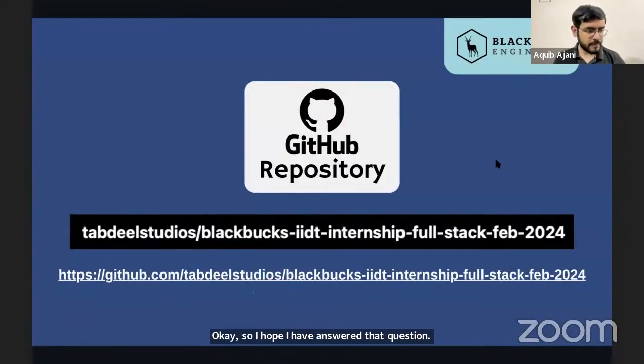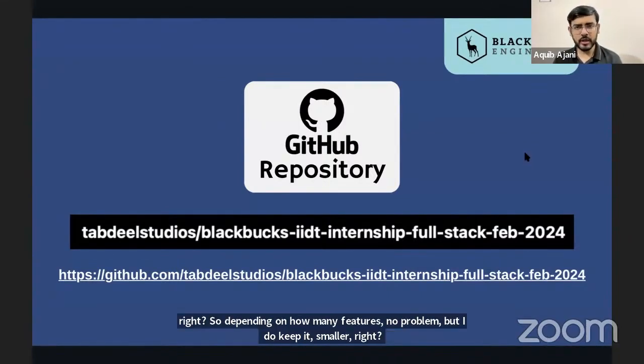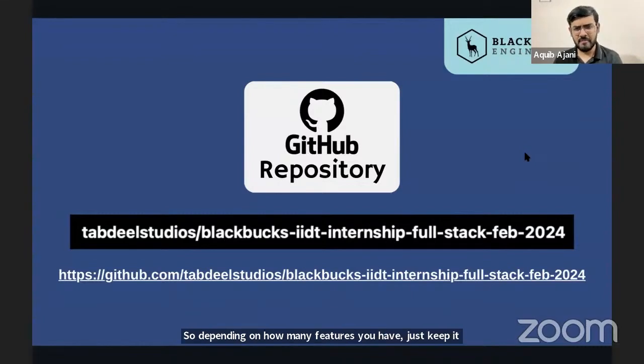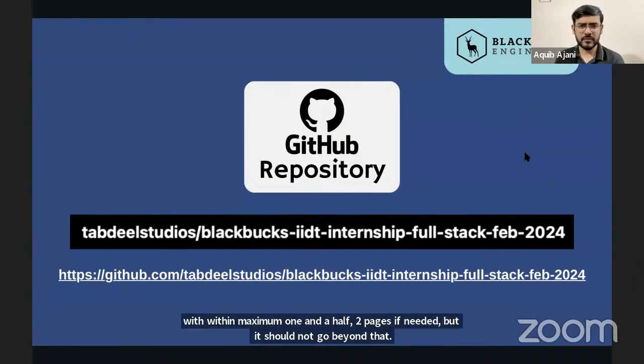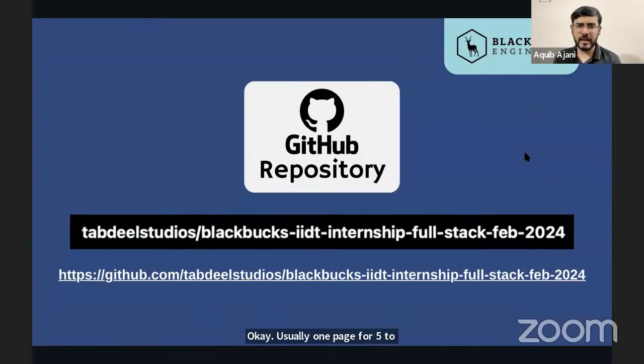Let me go back to the chat. Yes. So Poshita, yes, abstract can be there for more than one page, no problem, but try to keep it smaller, right? Depending on however many features you have, just keep it small, okay? And you should be able to figure it out. Within maximum 1.5, 2 pages if needed, but it should not go beyond that. Usually 1 page for 5 to 6 features is fine, if you can easily fit it into 1 page.